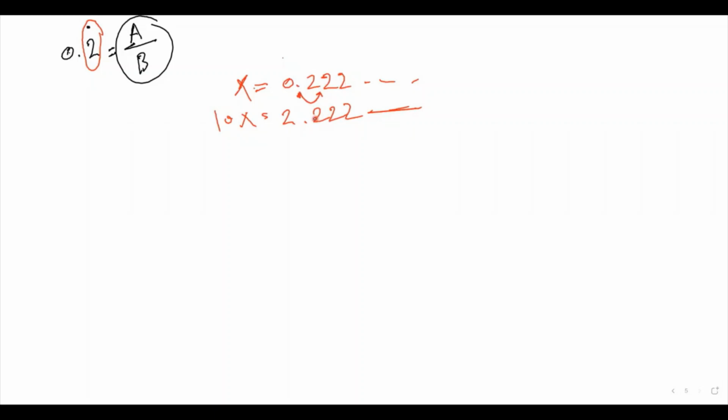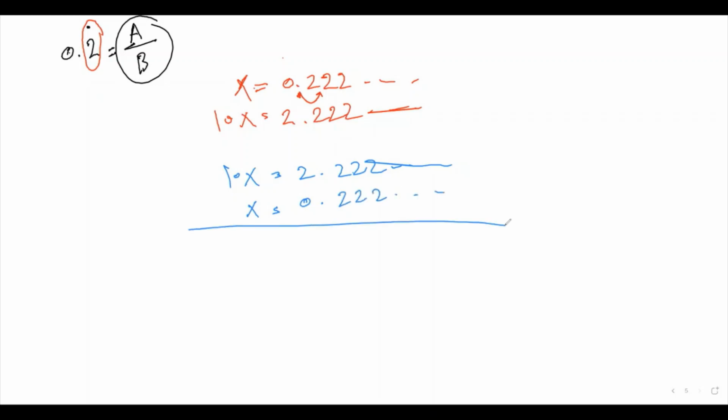We still have infinitely many 2s left, right? And then what you need to do is subtract the first row from the second row. In order to do that, maybe you need to rewrite them. Maybe it's better I write 10x on top, so when I do the subtraction, the digits are eliminated easier. So this is what we have at the bottom.